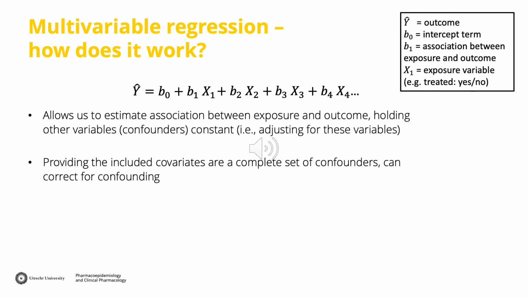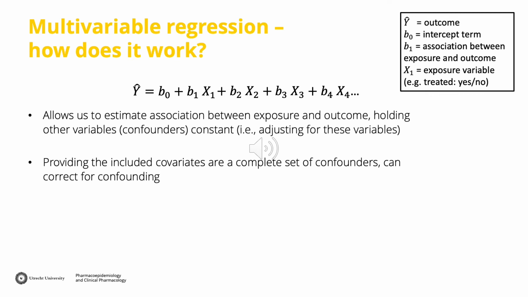So again, you don't need to worry about the details of the model or memorize any of this, but multivariable models essentially just allow us to estimate the association between the exposure and outcome holding other variables, in other words our confounders, constant, or adjusting for these variables. And we include the full set of confounders in our model in order to correct for confounding. So one of the variables, x1, would be our exposure in our model, and then the x2, x3, x4, etc. variables would be all of the confounders in the model.